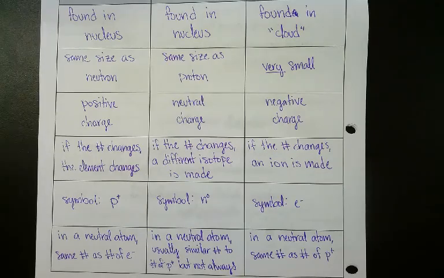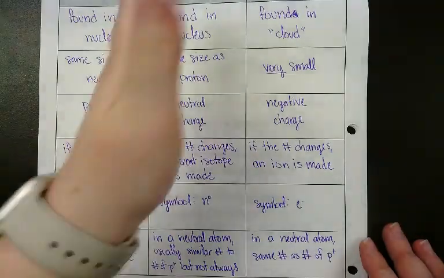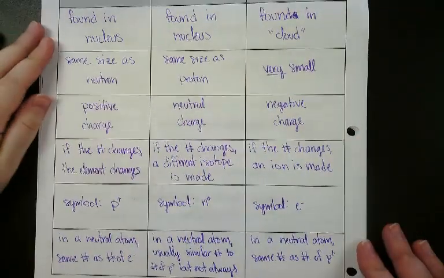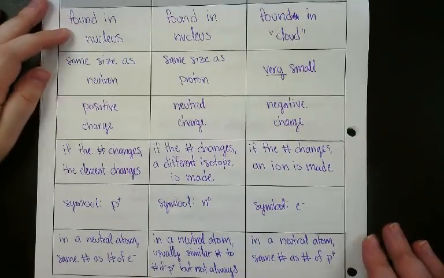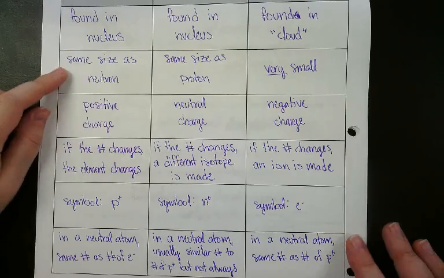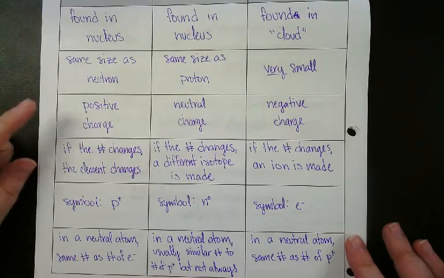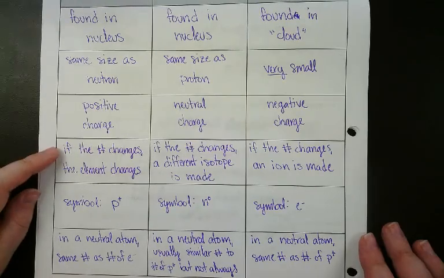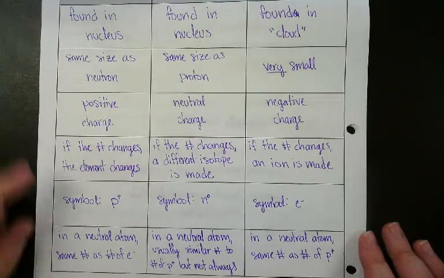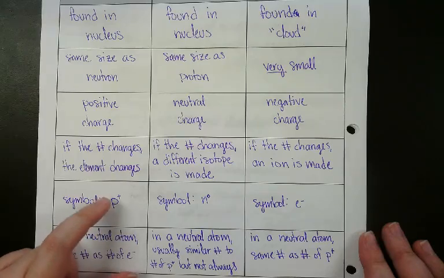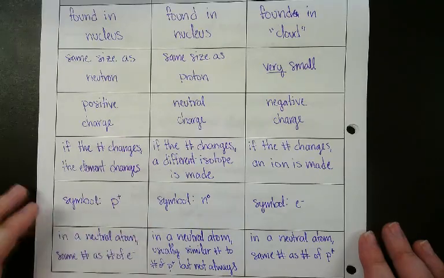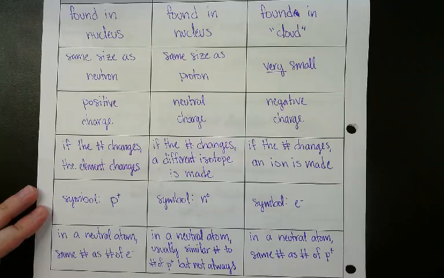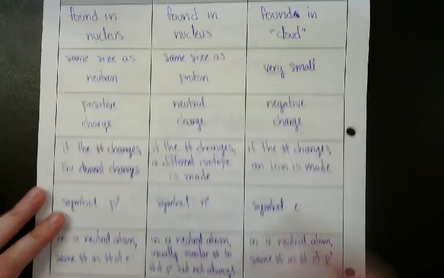All right, so this is the key. So this is proton, neutron, electron. So in a proton, these protons are found in the nucleus. They're the same size as the neutrons. They have a positive charge. If we change the number of protons, we're changing the element. The symbol for a proton is a lowercase p and a positive in the exponent spot. And then in a neutral atom, we're going to have the same number of protons as electrons.